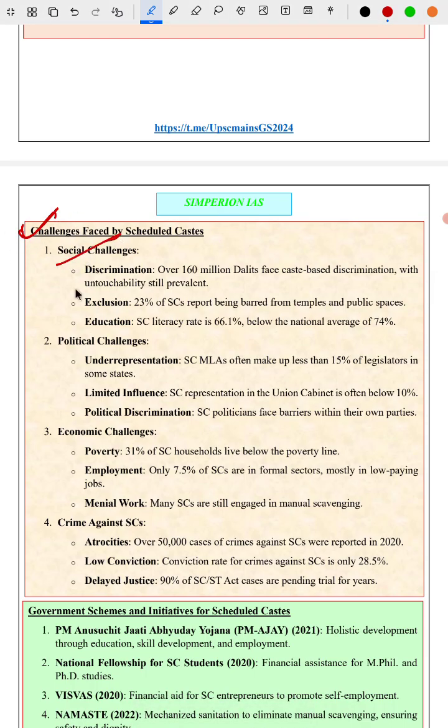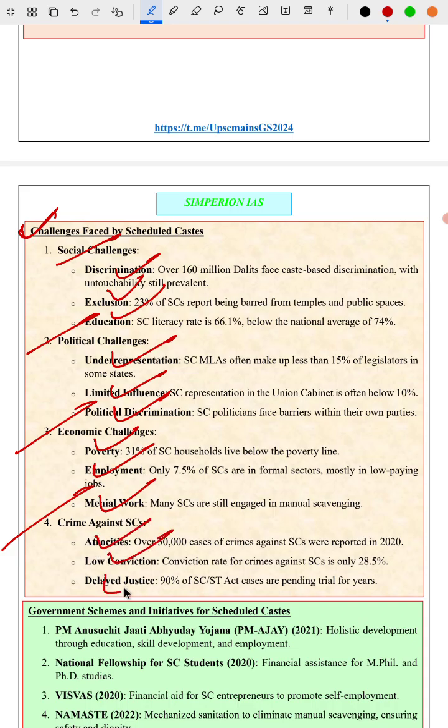We have divided it into social challenges, political challenges, economic challenges, and crime against SC. We have covered in social challenges discrimination, exclusion, education; in political challenges underrepresentation, limited influence, political discrimination. In economic, there is poverty, unemployment, menial work. In crime against SC, atrocities, low conviction rate, delayed justice.